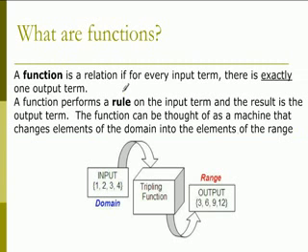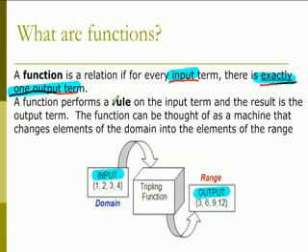First of all, it says a function is a relation for every input term there's exactly one output term. So if we look down here in our table, for one input term there's one output term. We have 4 input terms and we have 4 output terms. So for every one number in the first box, there's a number in the second box.